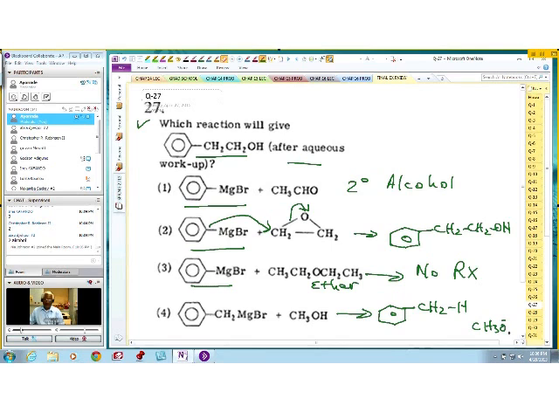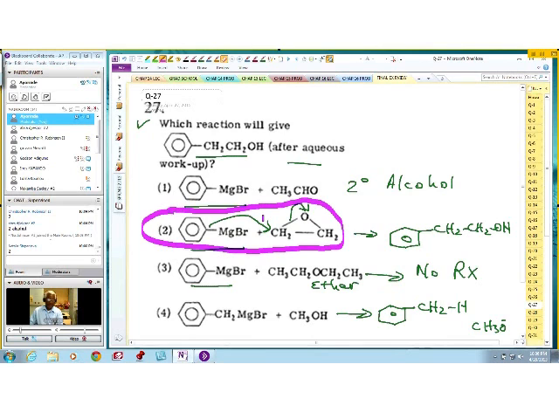So therefore, what is the answer here? What will be the answer? Number 2, exactly. The answer is number 2. Number 2 will give the desired product, which is this here. So the answer is number 2.